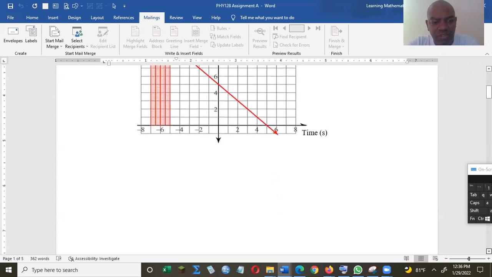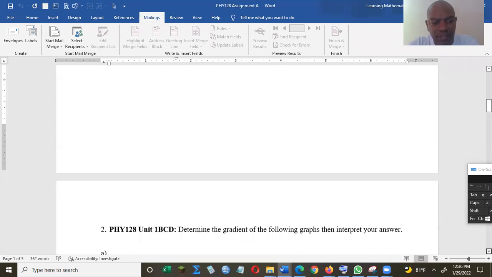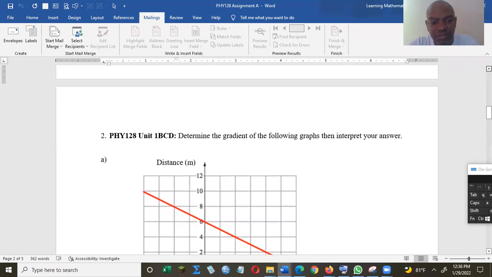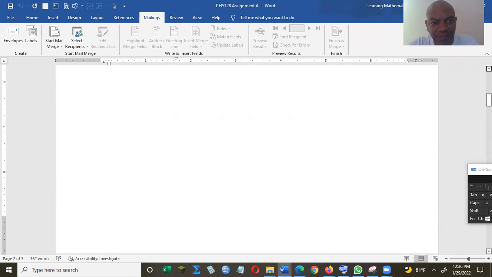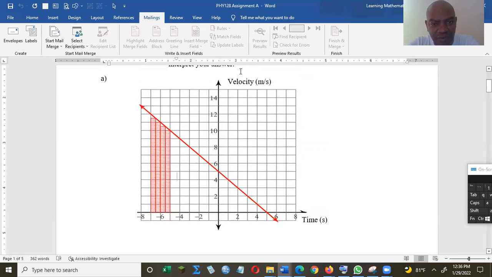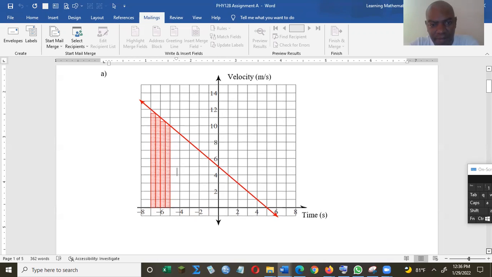Now, question number 2. Just remember that anytime you look at a graph, the line or the curve that you see shows you the behavior of the y variable. So this line is going from up to down, because the x variable always increases from left to right. The mere fact that this line is going down means that velocity is decreasing. Always associate the line with the y variable.